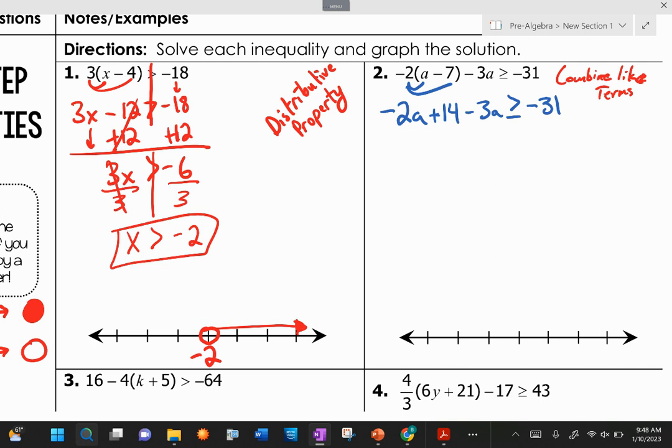Why the addition? Because it's negative 2 times negative 7. I got that. Okay. So now is when you combine the terms. You got to put the variable terms together and the constant terms together. Which one's the variable term on the left side? You gotta combine them. So negative 2a minus 3a.